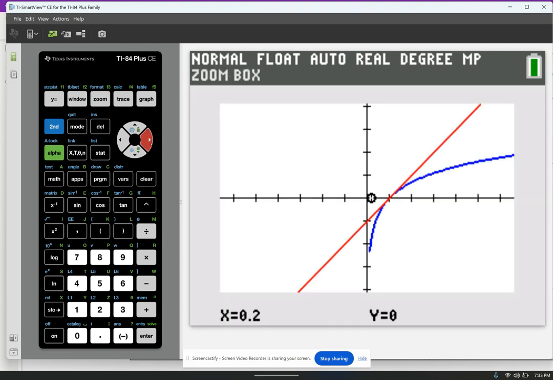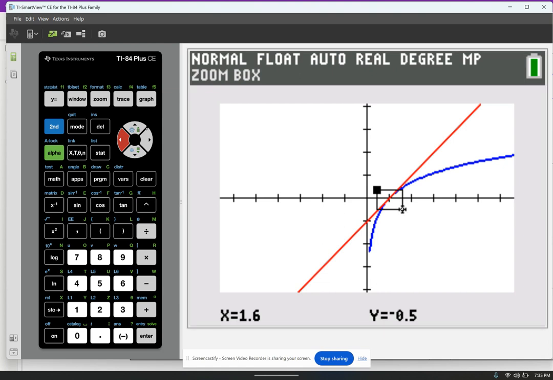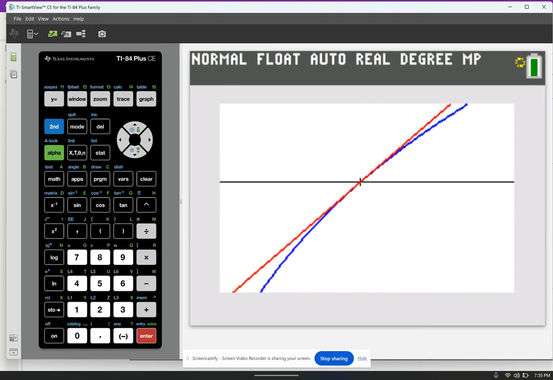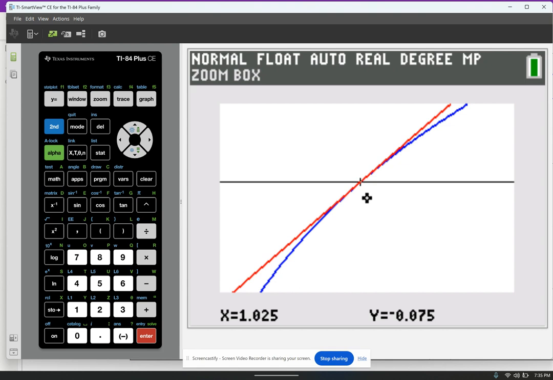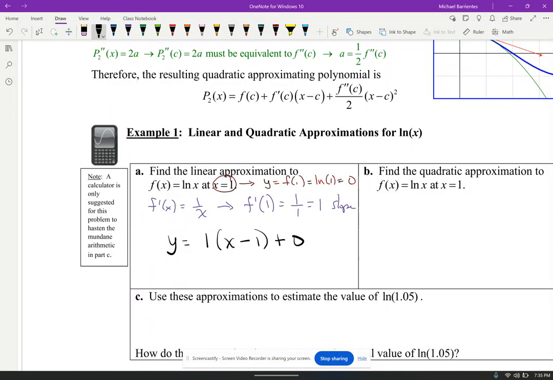So I'm going to zoom in pretty close to that intersection point. So what this box does is it's going to zoom in. Oops, I went too far. I'm going to zoom in that area. Press enter. And we can see, gosh darn it, that's pretty darn close. We know that they're exactly the same here, but this is pretty close. And even here, this is pretty close. So they're pretty good approximations. So in example 1, that's what we did.